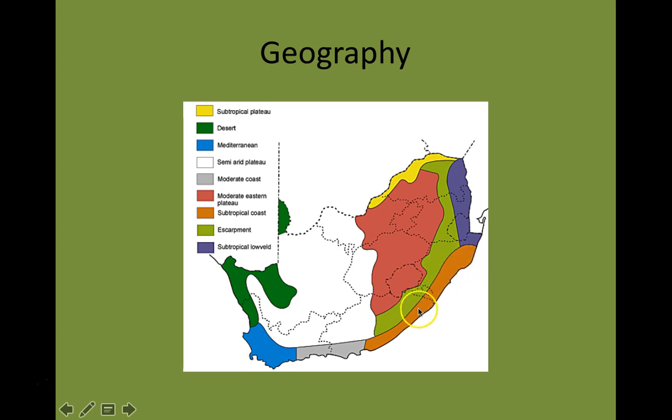coast down here where Durban is, Natal, KwaZulu-Natal, and subtropical lowveld, that is lowlands to the east of the Drakensberg Escarpment here in Swaziland, and the very far northeastern part of South Africa. The rainfall levels are incredibly high here, so this is subtropical climate. And then we have sort of everything in the middle of these two. A semi-arid plateau here, a kind of moderate coast with the lower rainfall levels than we find over here in the southeast. A moderate eastern plateau over here, the Free State and Transvaal regions, as well as Lesotho.